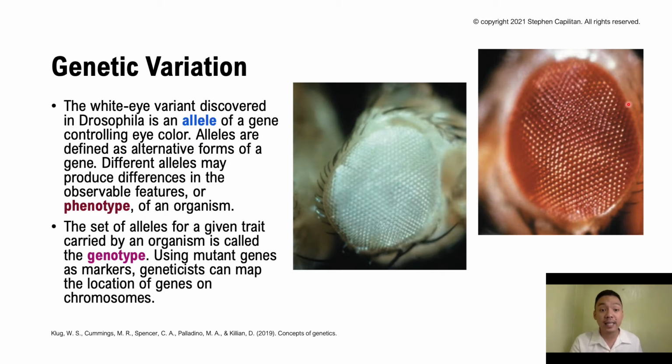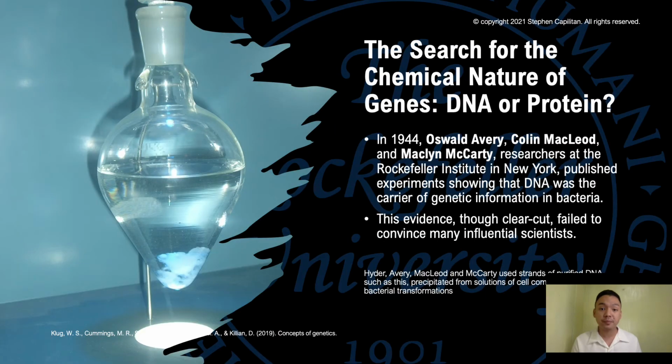The white eye variant discovered in Drosophila is an allele of a gene that controls eye color, and alleles, as defined, are alternative forms of a gene. Different alleles may produce different observable features, which we call the phenotype of the organism. The set of alleles for a given trait carried by the organism is what we call the genotype. And using mutant genes as markers, geneticists can map the locations of genes on the chromosomes.